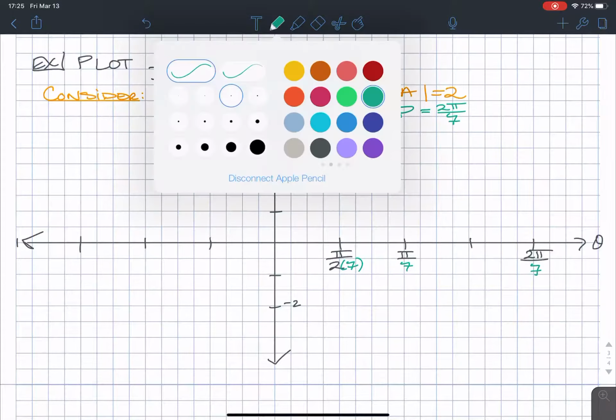Okay, so cosine, which we're using as a guide, starts at amplitude and is symmetric on either side of the y-axis. So he goes downhill, downhill, then uphill. So cosine looks like so.